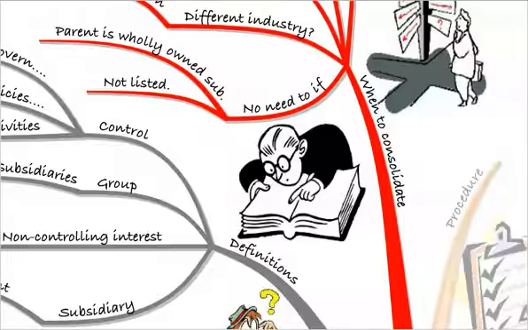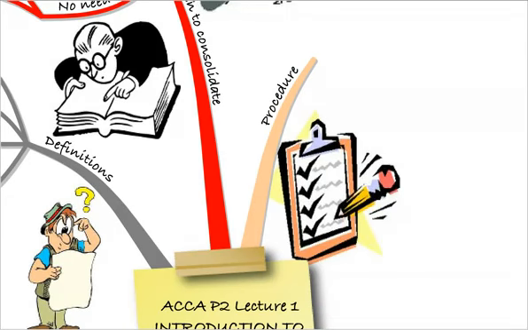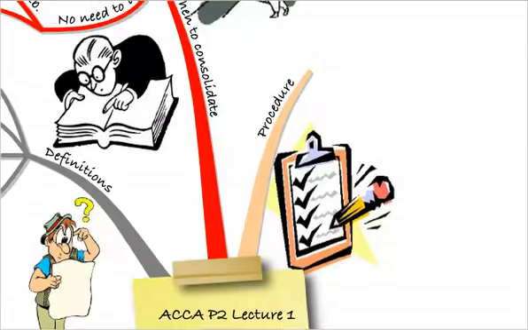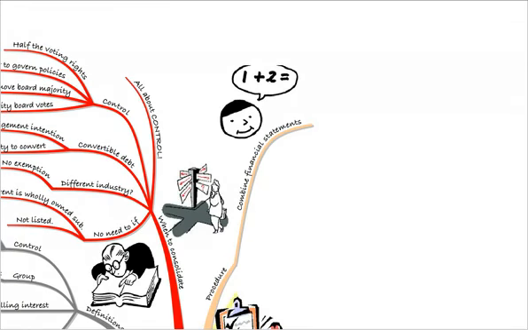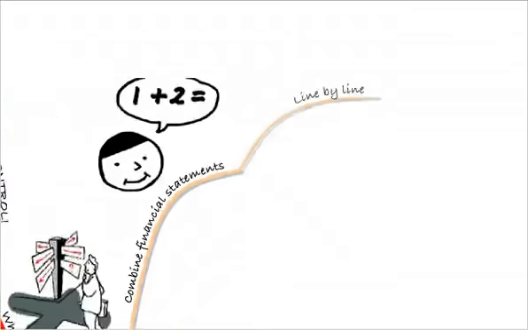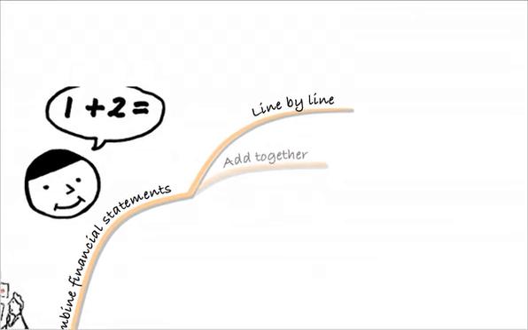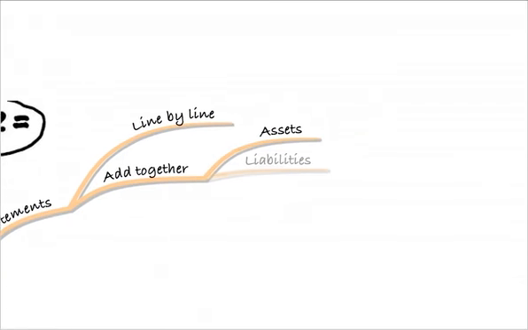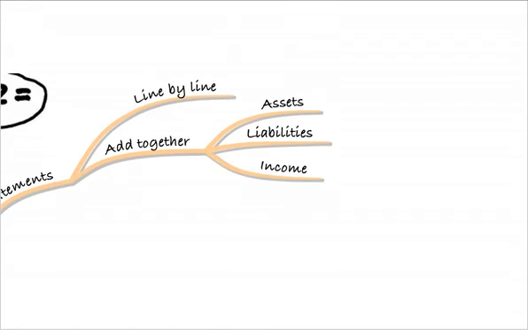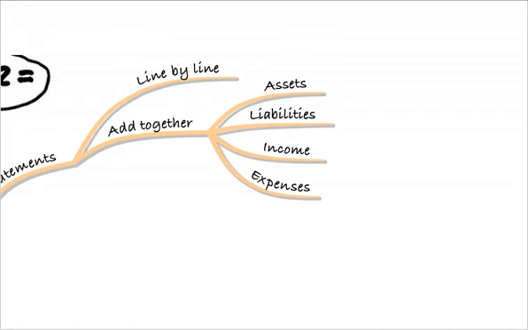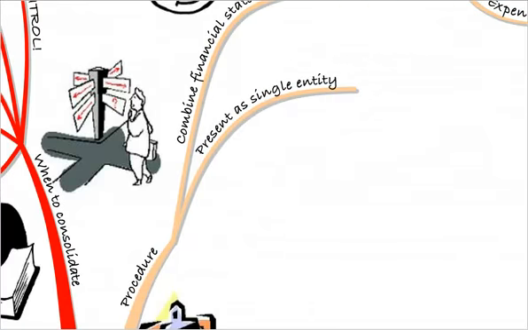So IAS 27 sets out the procedure we need to undertake when we're consolidating. So we need to combine the financial statements. So that's what we're doing. They're adding them up like our guy there, combining the financial statements line by line. So that means we're adding together our assets, our liabilities, our income, and our expenses. So broadly speaking, that's what we'll be doing throughout the consolidation procedure.